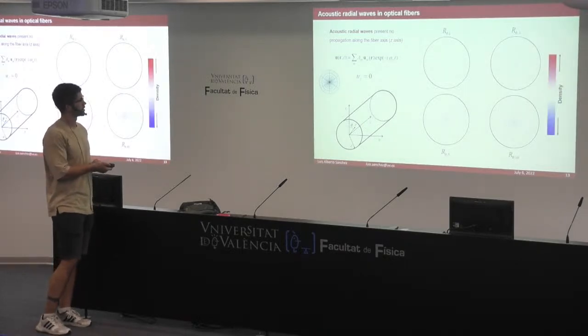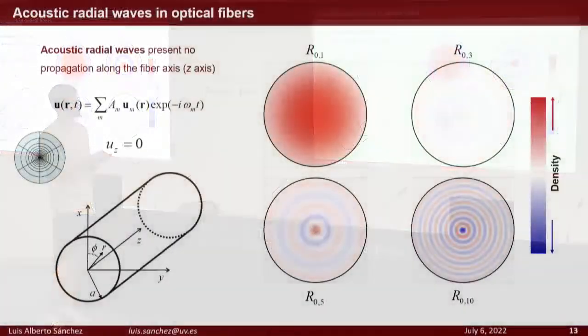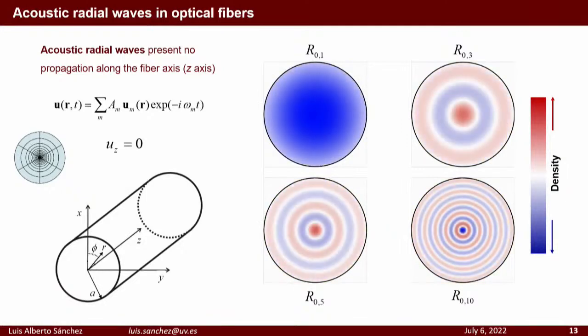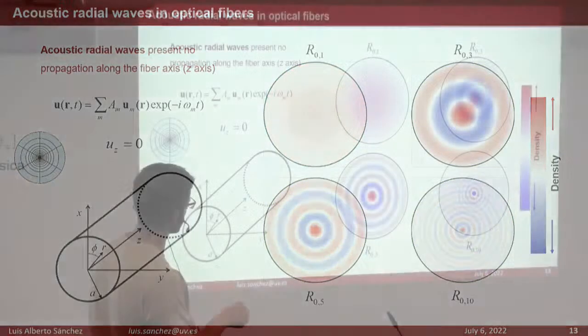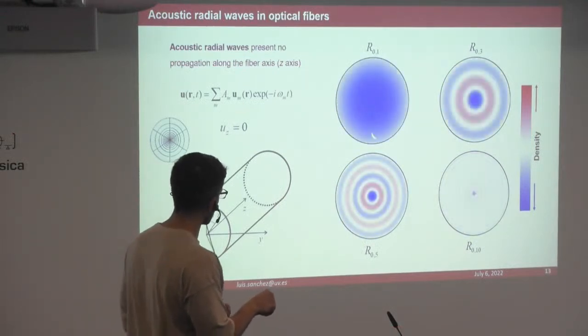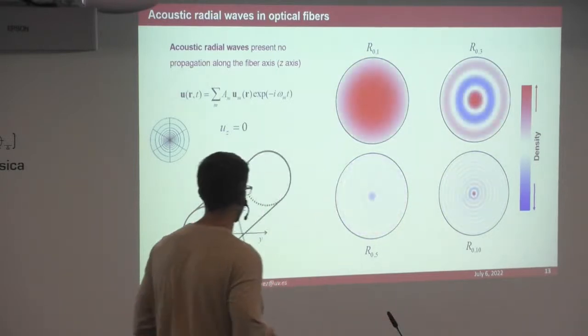These are some animations of different modes for these acoustic radial waves. I hope they work. Okay. As you can see, this is the fundamental mode, and the frequency is really low compared to the other ones. This is the radial mode of order 3, order 5, and order 10. As you can see, the order gives the number of maximums that the mechanical wave has.